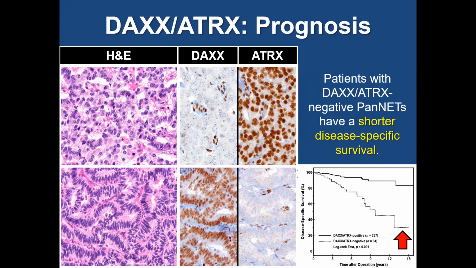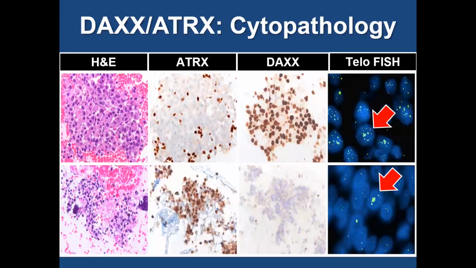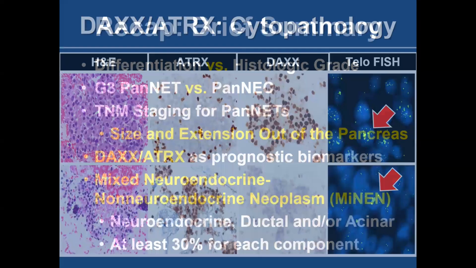Not surprisingly, DAXX and ATRX loss also coincide with several adverse clinicopathologic features like WHO grade, tumor size, and obviously the presence of synchronous and metachronous distant metastasis. These biomarkers can be used on cytopathology specimens, and that is something being evaluated in our cohorts right now, as well as in other studies that are ongoing.